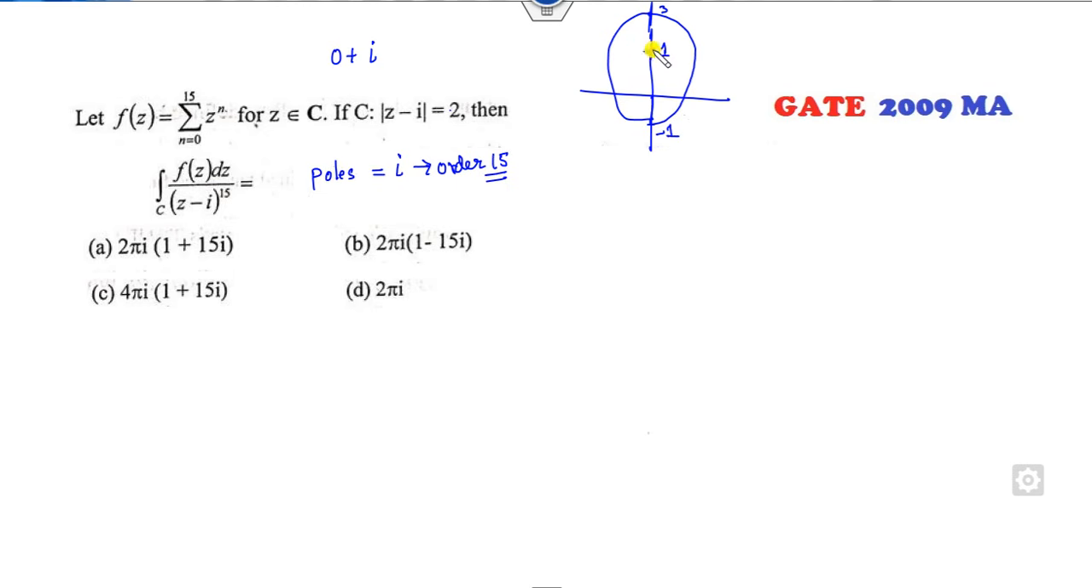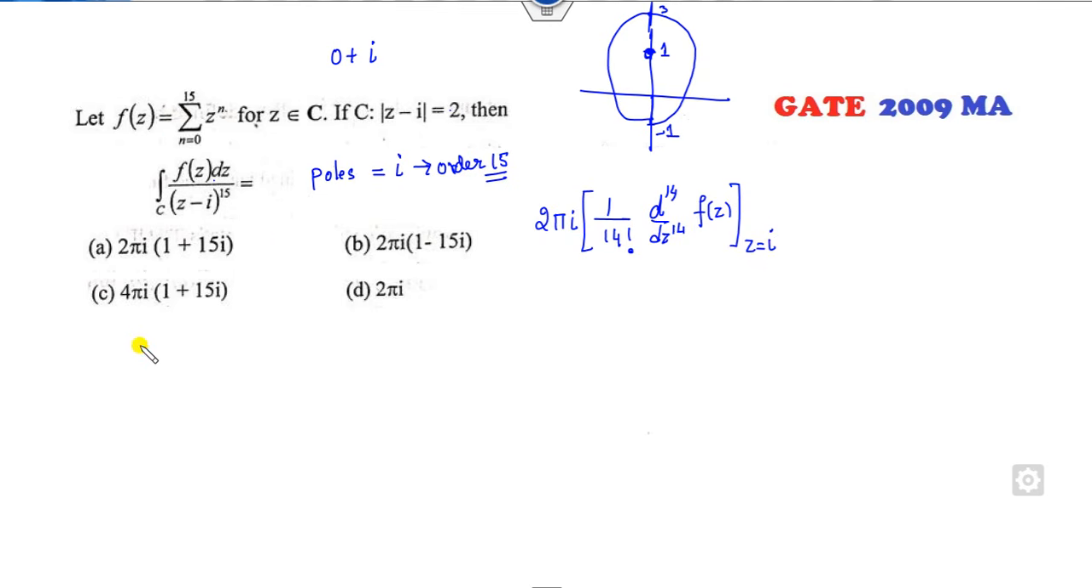So where is the iota? Iota lies here. It lies inside this contour, at the pole. So what is the right answer of this? 2 pi iota times, since the pole's order is 15, the 14th derivative of the function f of z at the point z is iota.